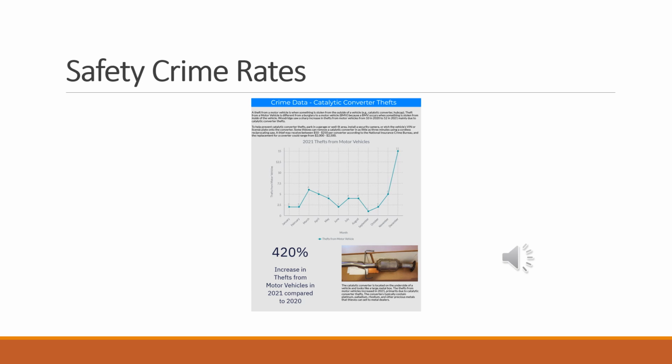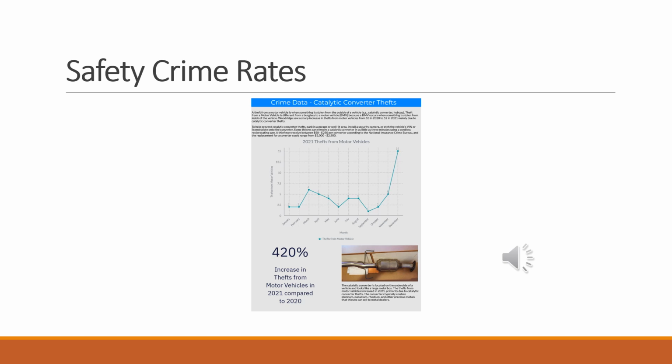Something that I actually learned that I did not know was about thefts that occur from a motor vehicle versus burglaries from a motor vehicle. A theft from a motor vehicle is when something is stolen from the outside of a vehicle, such as a catalytic converter or a hubcap. Theft from a motor vehicle is different from a burglary to a motor vehicle because burglary occurs when something is stolen from the inside of the vehicle.